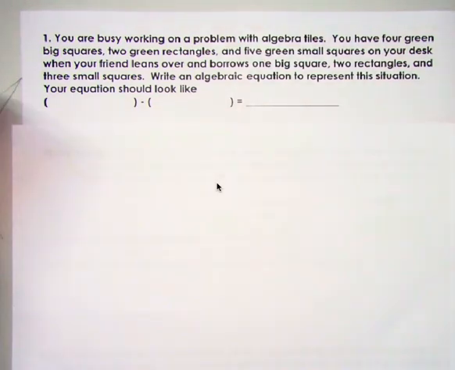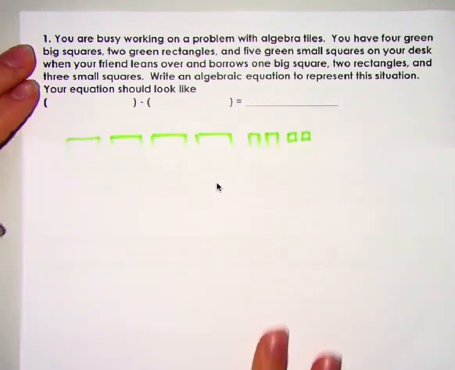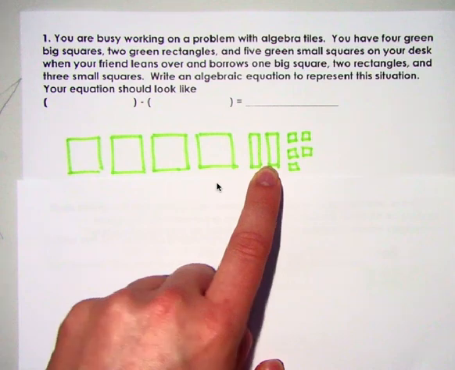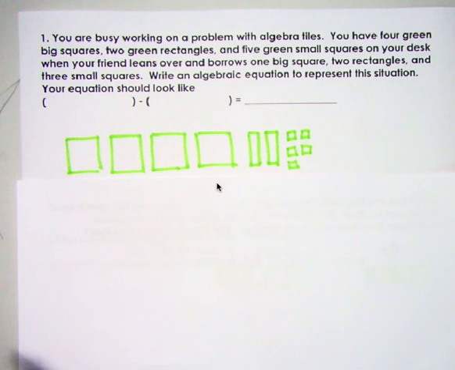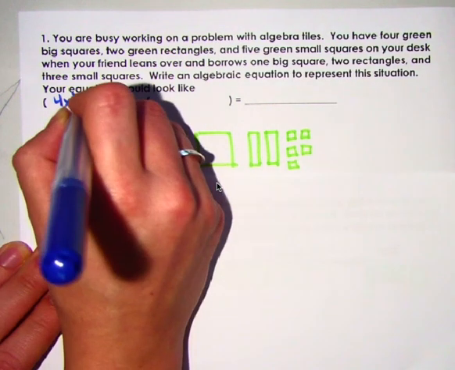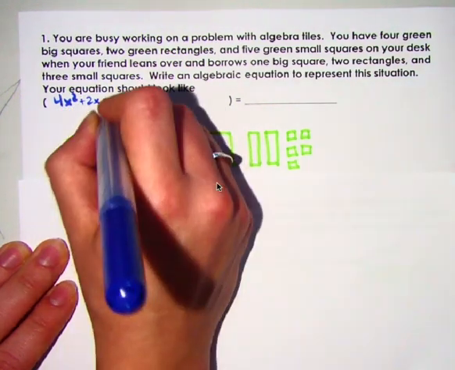Alright, so notice that these are all green, meaning that they are all going to be positive tiles. So we are just going to draw out the tiles. So you have 4x squares, you have 2 x's, and 5 positive 1s. When you write that, you should have 4x squared plus 2x plus 5.